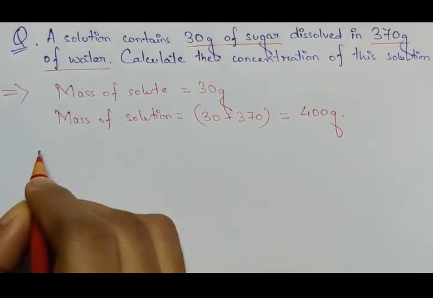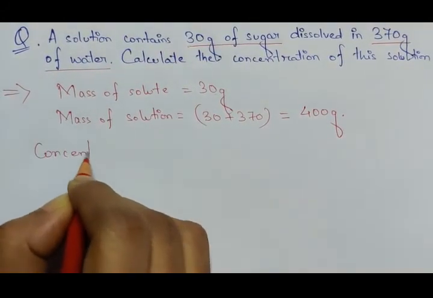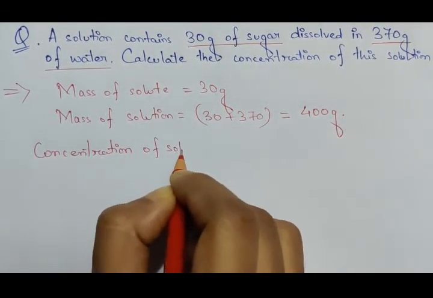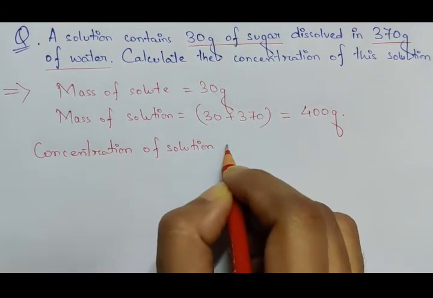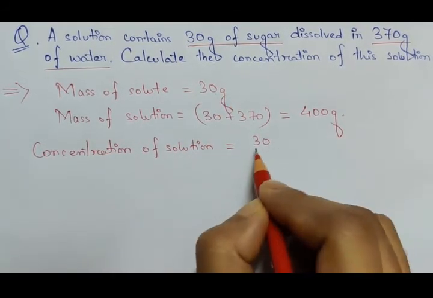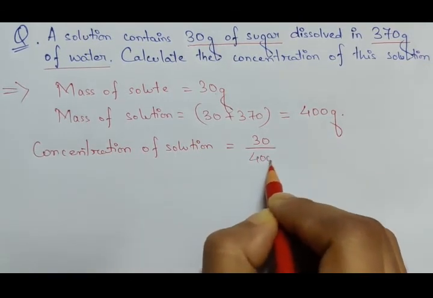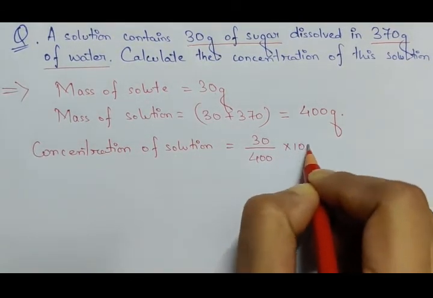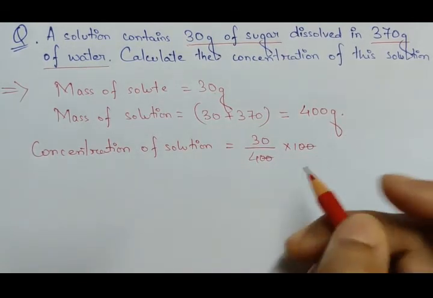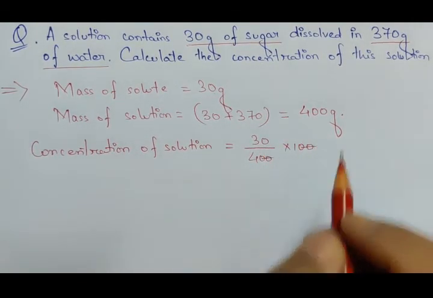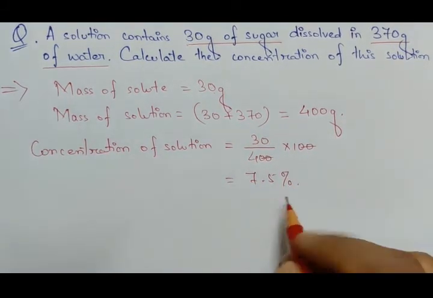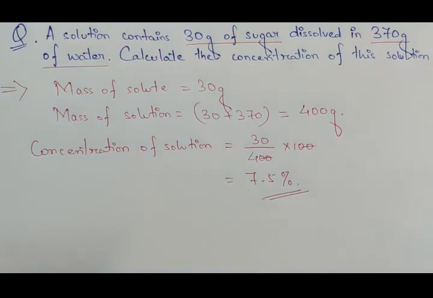Therefore, the concentration of solution is equal to mass of solute, which is in grams, by mass of solution, which is again in grams, into 100. So this will turn out to be about 7.5%. Okay, so this is the concentration of the solution in this case. Clear?